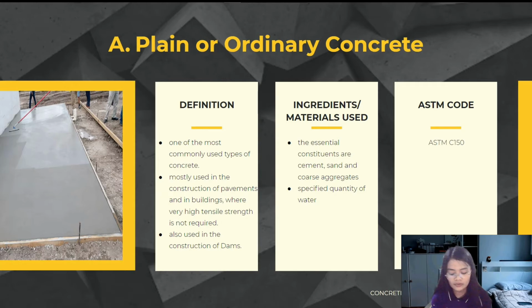When it comes to durability, plain and ordinary concrete can serve its purpose. It is often used in the construction of pavements and in buildings kung saan hindi required na mataas ang tensile strength. The ASTM code that can be applied with this type of concrete is the ASTM C150.